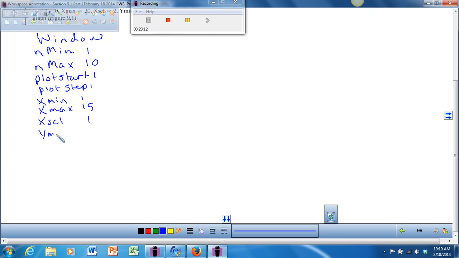The Y min and the Y max, we have to think about the values that will come out when we plug in our n's. We already looked at our table, and we started with negative 0.5, correct? And the second one was 0.2, and then 0.0 something, negative 0.0 something. So let's look at a range for y to be negative 1, Y max to 1, and let's look at a y scale of 0.1. Go ahead and graph it.